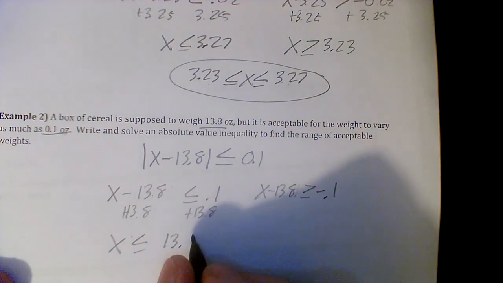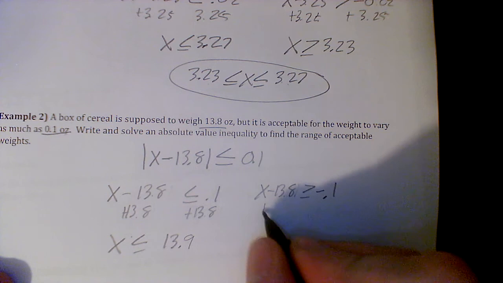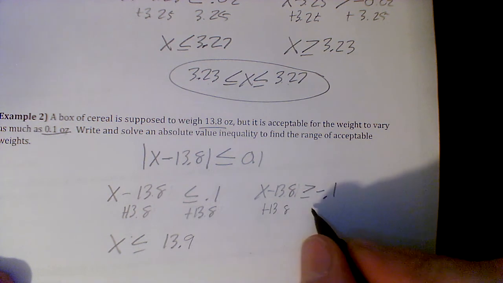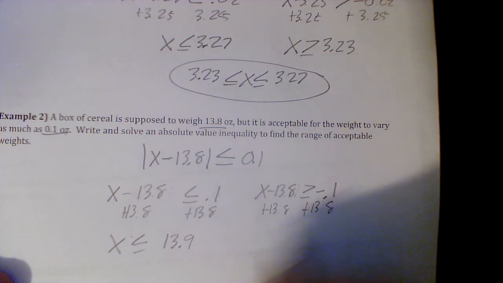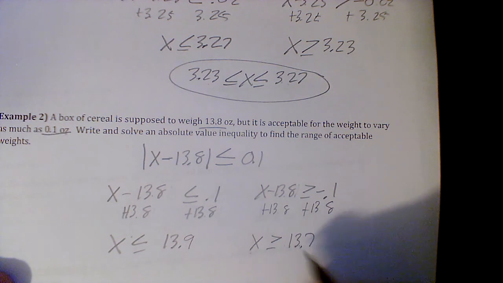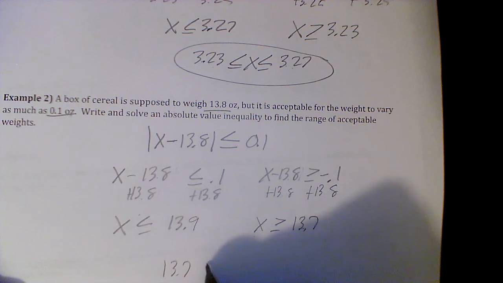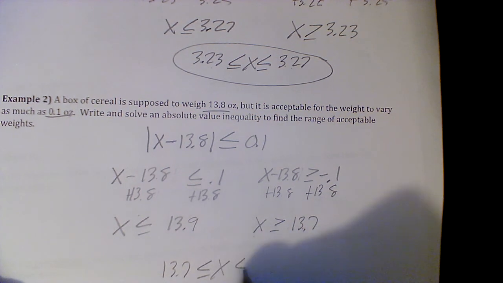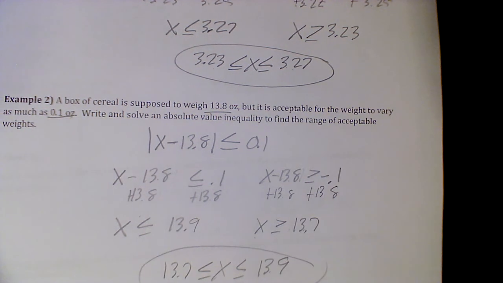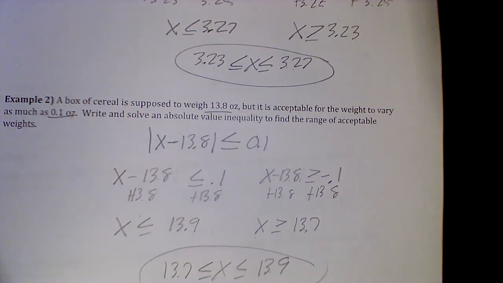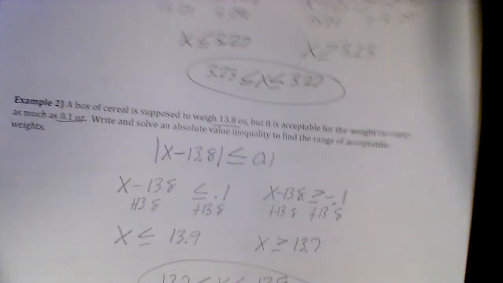So x is less than or equal to 13.9. And if I add 13.8 over here plus 13.8, x is greater than or equal to 13.7, which is 1/10 off of 13.8. So we get 13.7 is the smallest, which is less than or equal to x, which is less than or equal to 13.9, and those are our answers. So we get a range of possible acceptable solutions within what we would call a tolerance level. That's it. See you guys soon.